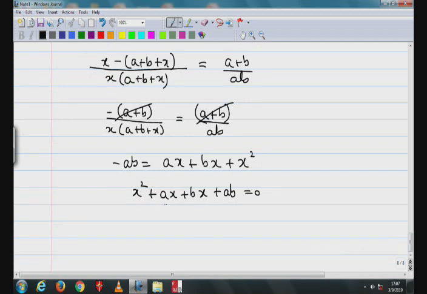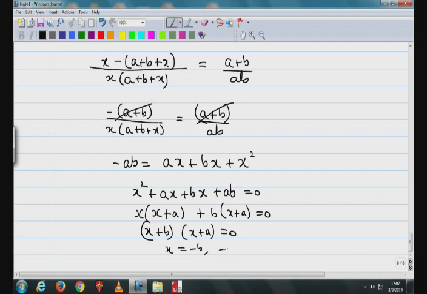Now you can directly use the middle term splitting. It is already in the middle term form. So you can take x as common, so it will be x plus a, and then take b as common, it will be again x plus a. So it will be x plus b times x plus a, that is equal to 0. So either x is equal to minus b or minus a. These are the two answers for this quadratic equation.